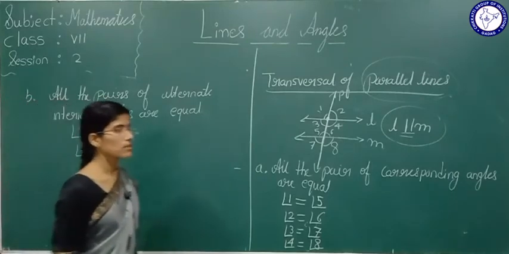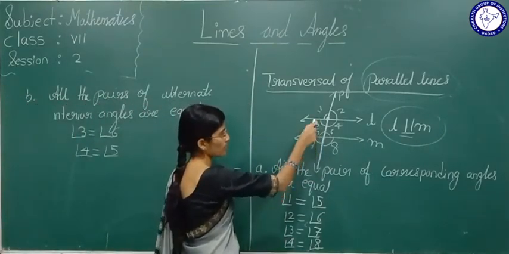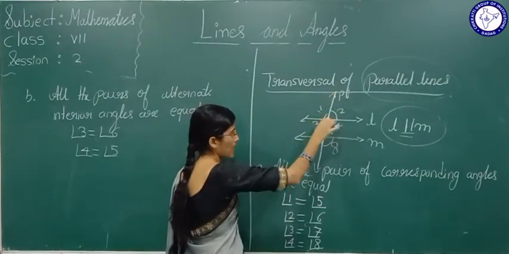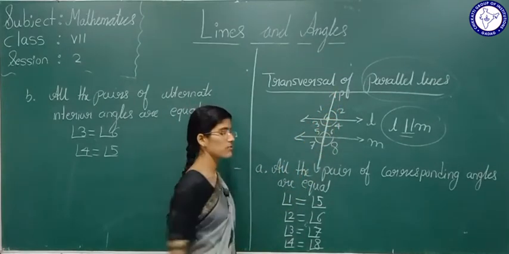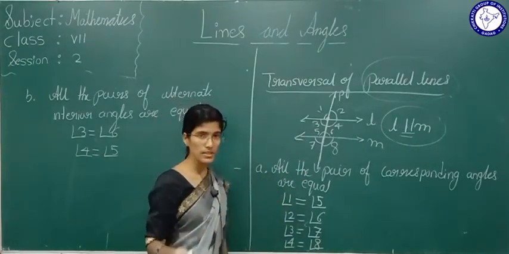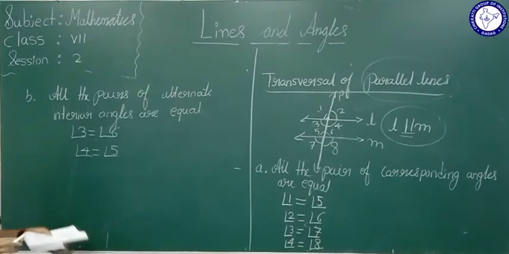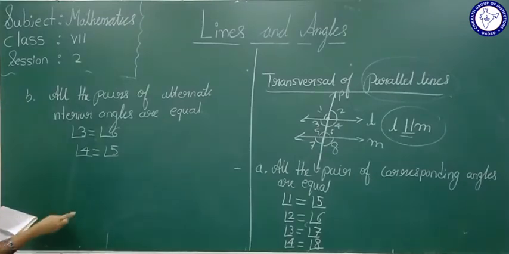Okay. Say if line L is parallel to line M, here these two are parallel lines. If a line intersects these two lines at different points, at that time what will happen? All the pairs of corresponding angles are equal. All the pairs of alternate interior angles are equal. So one more is there.